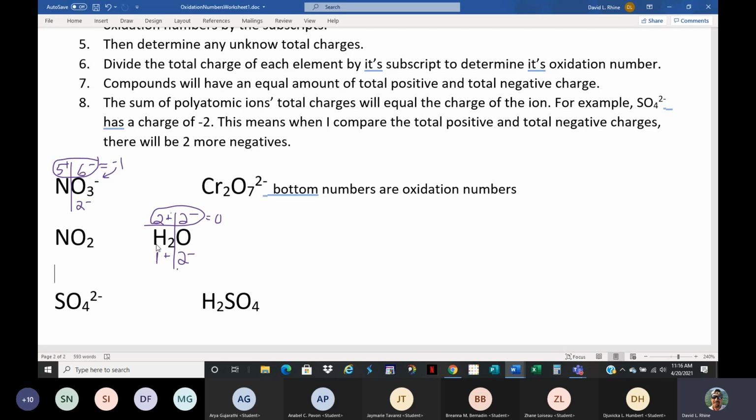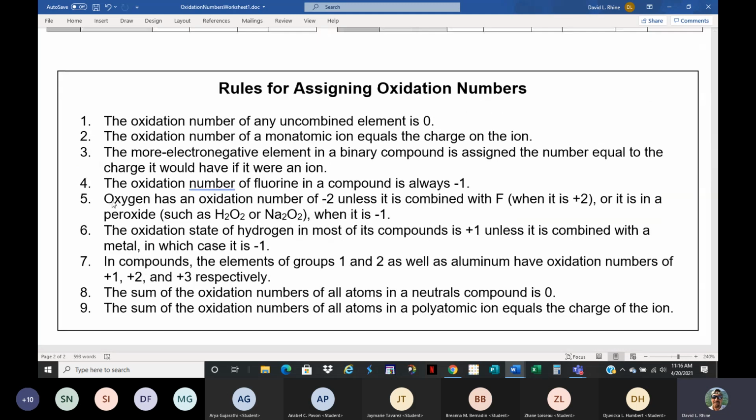So all of our rules, this is a way of verifying you got everything. Okay? All right, going back to nitrate, we have 5+ divided by 1. So this nitrogen is a 5+. So we go back up.